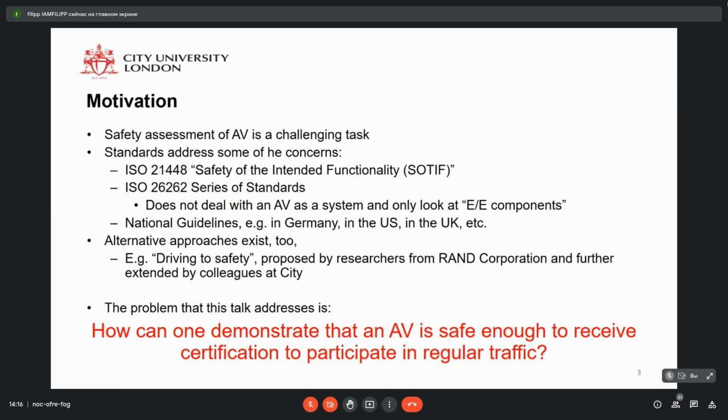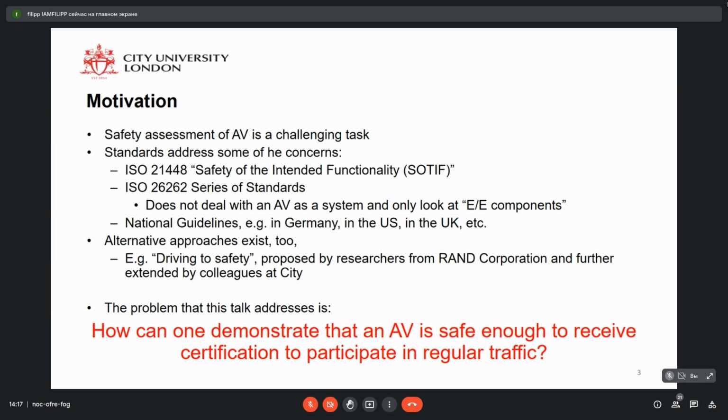But this standard is not really dealing with the AVs per se. It is rather looking at the assessment of individual components, the so-called ECU components in the cars. And of course, there are other guidelines. In Germany, they are quite keen to accumulate in guidelines the current understanding in the area. Similarly, in the US, and of course in the UK, we have our own set of guidelines. Also, there are alternative approaches when it comes to safety.